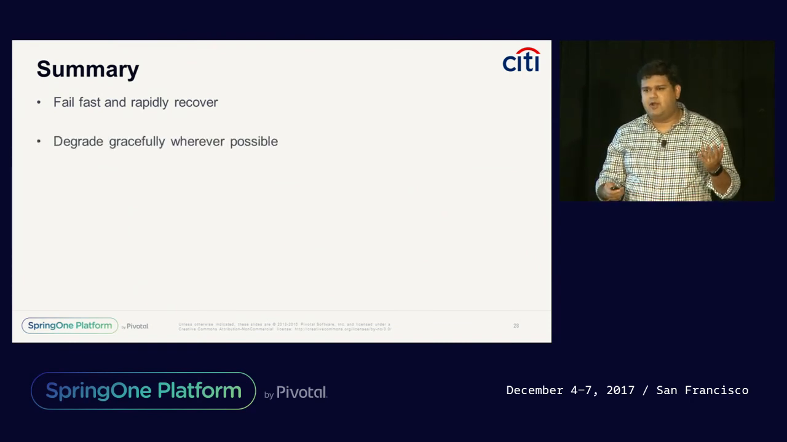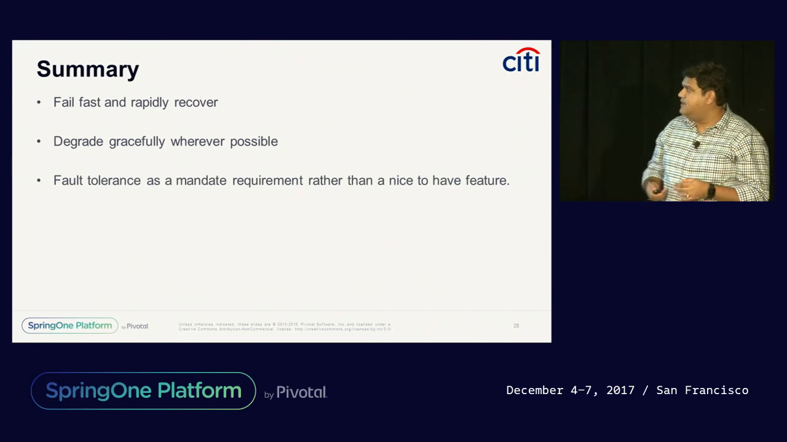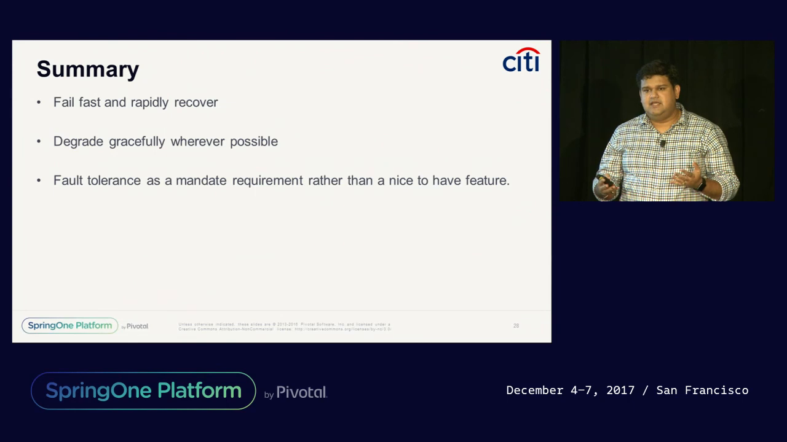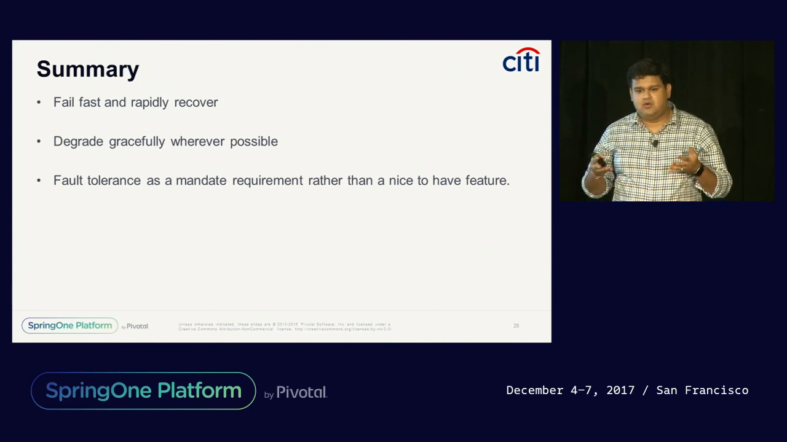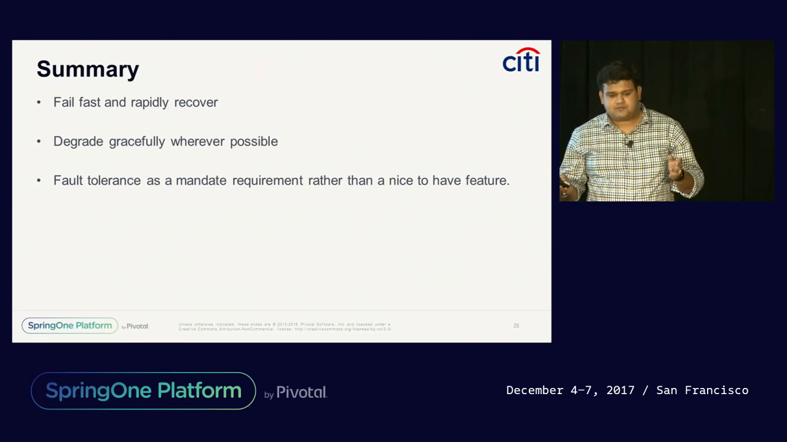Degrade gracefully wherever possible. Try to leverage the fallback method provided by Hystrix in the annotation. It allows you to provide a subtle and meaningful error response back to your customers rather than just failing abruptly on them. Fault tolerance should be a mandatory requirement rather than a nice-to-have feature. What has really helped us at Citi is to include things like performance, resiliency, and fault tolerance as part of our core user stories when we are building our features, and not just include them as non-functional requirements.